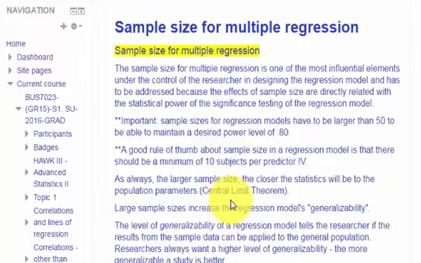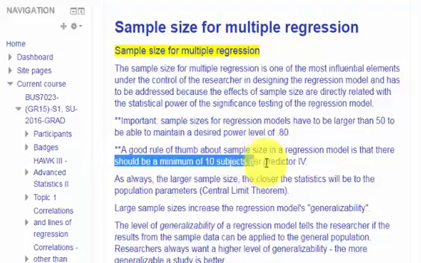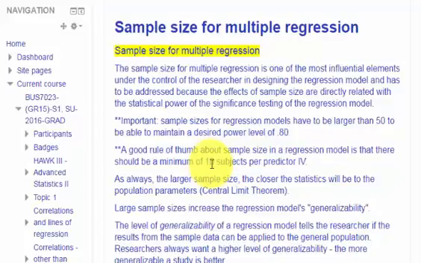A good rule of thumb is you want a minimum of 50 people for any kind of multiple regression, but there is a rule of thumb that states that for every IV you have, you should have around 10 subjects. You got 2 IVs, so 10 times 2 is 20. So the sample size is plenty large, okay?